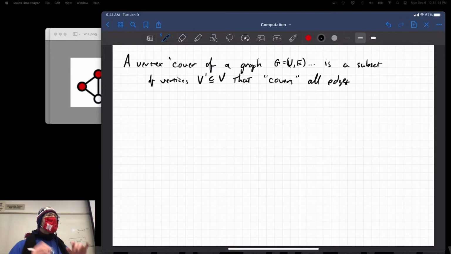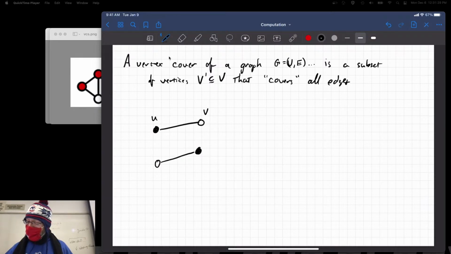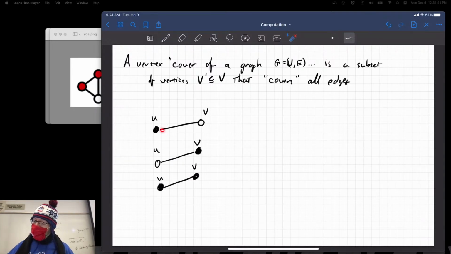It means that if I've got a vertex V, for all edges, it looks like this. Here's an edge. Then either it's covered by this vertex U, or it's covered by this vertex V over here, or it's possible that this edge is covered by both of them, U and V. And by covering, again, we just mean that this edge is covered by this vertex, or that this edge is covered by this other vertex, or again that it's covered by both.